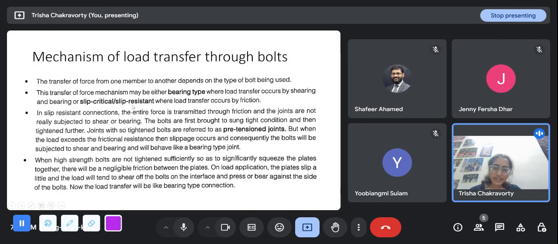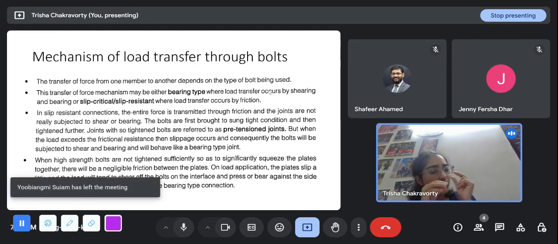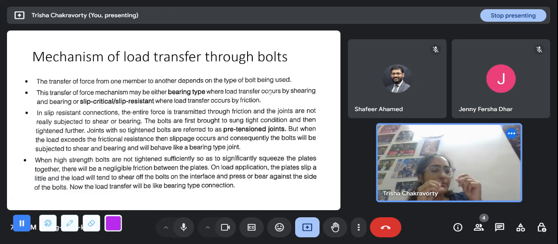In slip critical connections, the load transfer occurs through the plates themselves, while in bearing type bolts, the bolt itself is the critical thing: the bolt shank must not shear off. Bearing is a different kind of force that we'll look at later. That is what the IS codes mostly specify, the bearing type bolts.